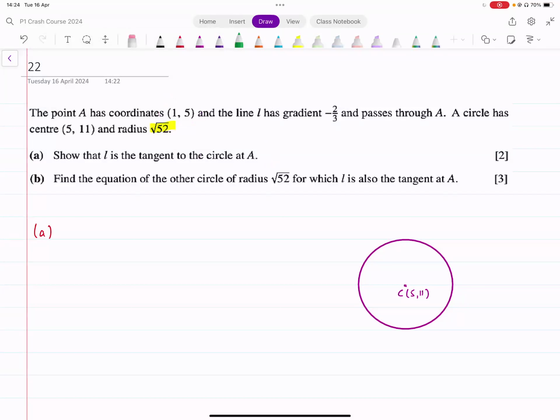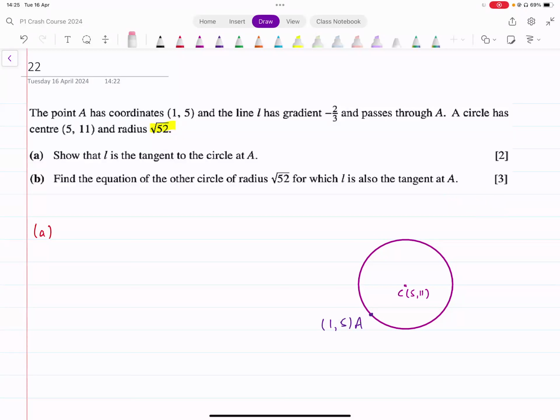Now, which direction is point A going to be in? You can see the center is (5, 11), and the point A has coordinates (1, 5). So with respect to C, in which direction should A be? The x coordinate of A is less than 5, so it should be on the left. The y coordinate is also less than 11, so it should be below the center. So we could mark the point A somewhere on this side. Okay, let's say this is the point A, with coordinates (1, 5).